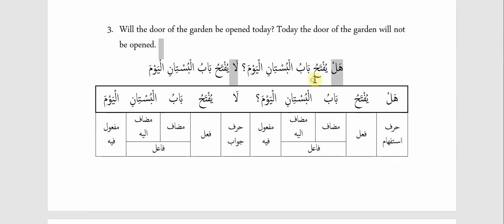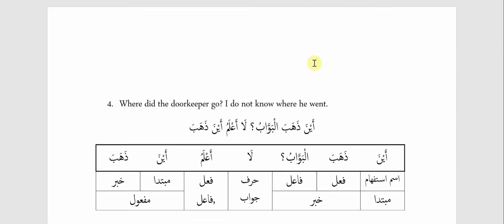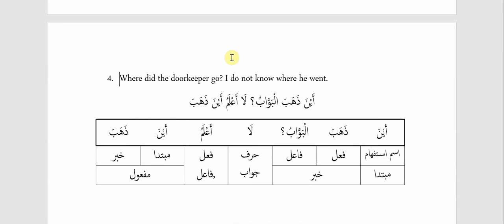Okay, moving on. Where did the doorkeeper go? I do not know where he went. So, here, once again, the doorkeeper go. So, doorkeeper is bawab. To go is going to be dhahaba. So, very easy to say dhahaba al-bawabu. Dhahaba will be your fi'l, and the bawab will be your fa'il, your doer. That's why he's in the rafa state, the marfu state. Dhahaba al-bawabu. So the doorkeeper went.